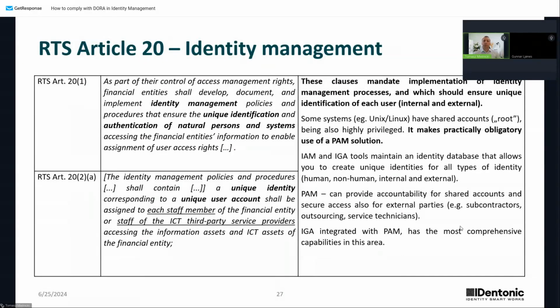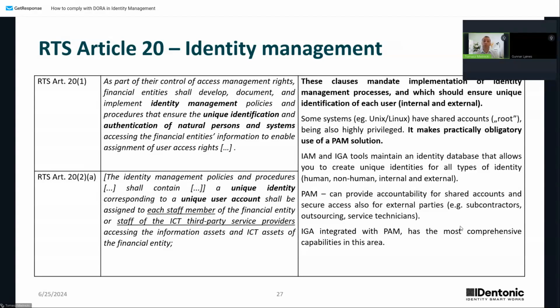And Article 20 speaks about identity management, and I think it's the first strict requirement that mandates financial entities to implement identity management. If you look at the previous requirements, there was not such a direct requirement to have identity management. There were requirements about access management, yes, but not really about identity management itself. So first of all, DORA requires unique identification of each natural person, but also of systems accessing, so non-human identities, accessing your resources, financial entities' resources, information.